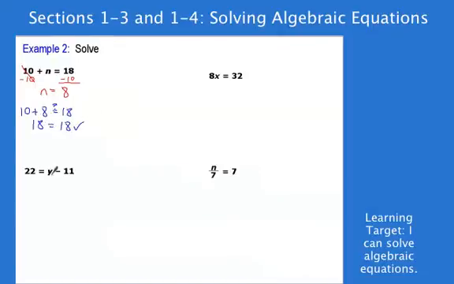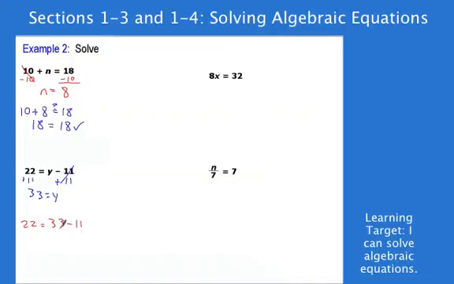Down here, this time I don't know what y is, but I do know if I take 11 away from it, I get 22. So the opposite of taking something away is to put it back in there. So if I add 11, that gets rid of that, and I have y remaining on the right. Notice I don't put y on the left. It doesn't matter what side y is on. 33 equals y is the same thing as y equals 33. That's called an equal sign. It works either way.